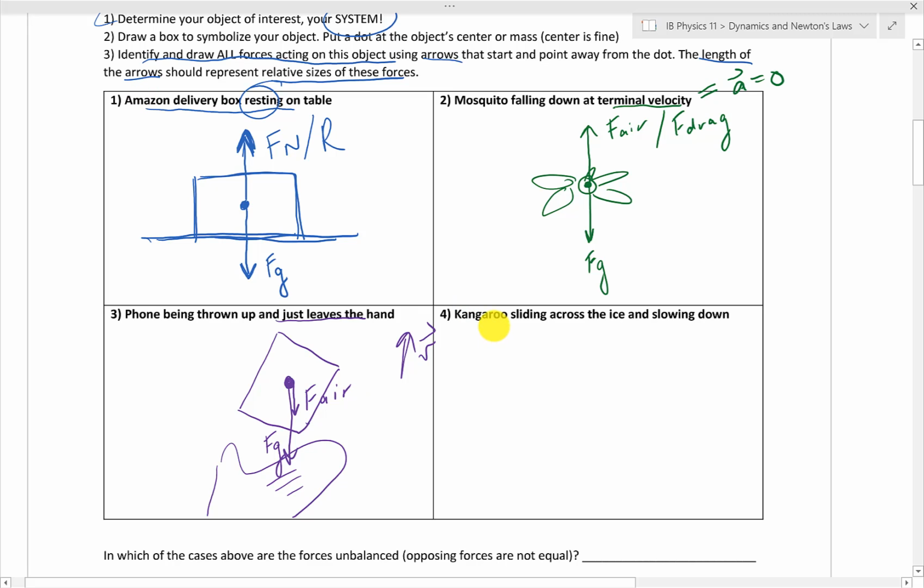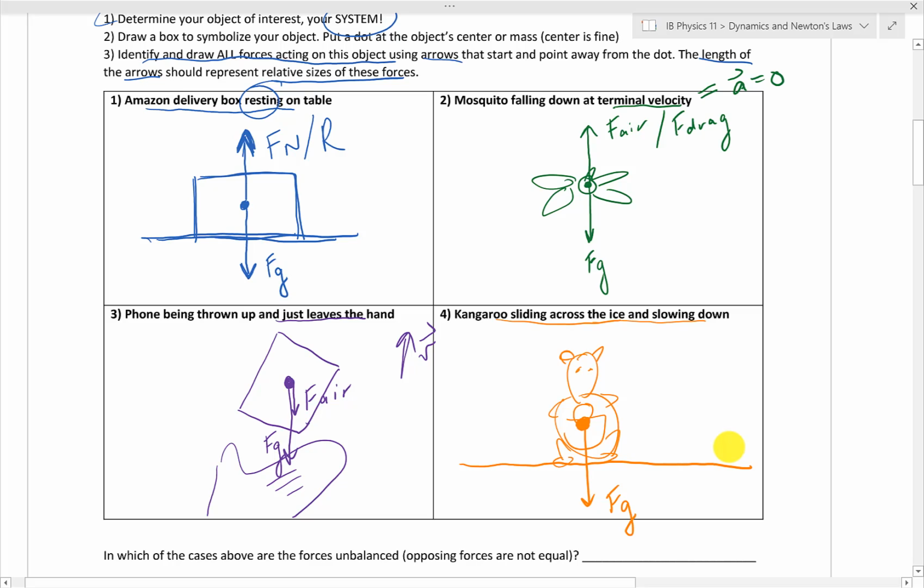Last but not least, we have a kangaroo sliding across ice and slowing down. Imagine you are going across the ice and you're not pumping yourself and you're just feeling the ice flow. That's my crappy drawing of a kangaroo with a little pouch there. So I draw the dot here at the center of gravity in the middle of my kangaroo roughly. So we do know there's always still gravity acting on the kangaroo.